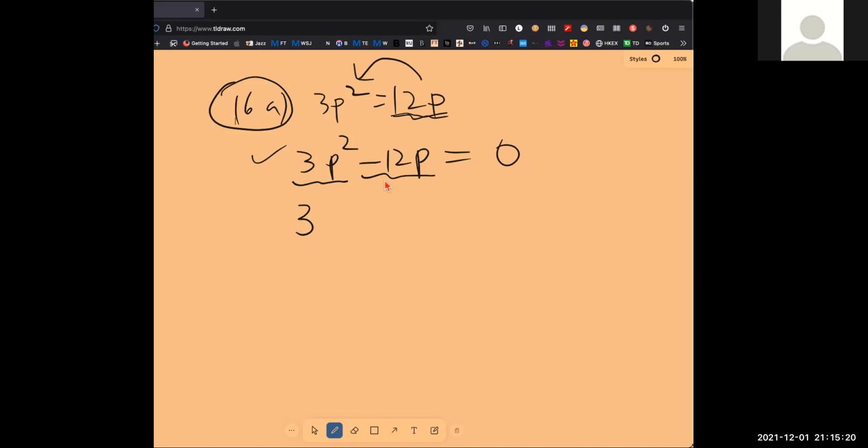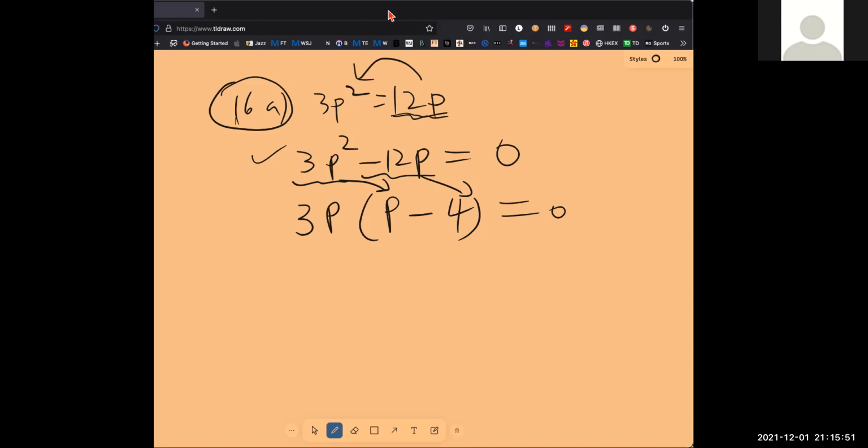Yes, p. So once you have taken out the common factor 3p, for 3p squared you are left with p. And for the minus 12p, you have taken out 3p, so you are left with 4. So this you are left with p, this you are left with 4.